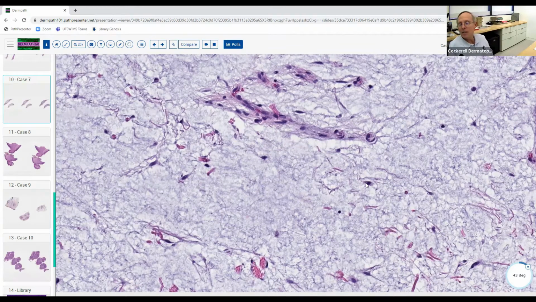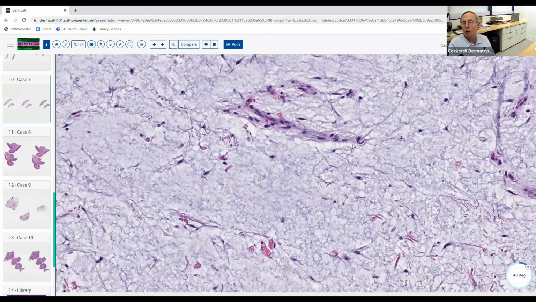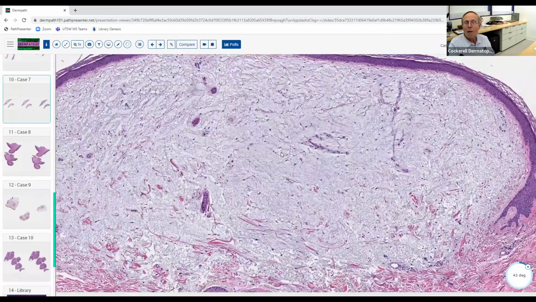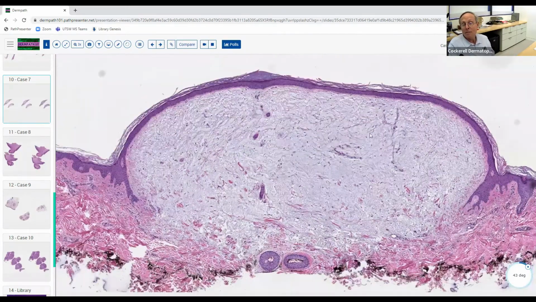Good. And anytime you get lots of mucin in the skin, you almost always get mast cells in there, and you get some fibroblasts. The mucin, the hyaluronic acid, is probably produced by the fibroblasts, but some of this may be produced by mast cell products as well. So what's the diagnosis?